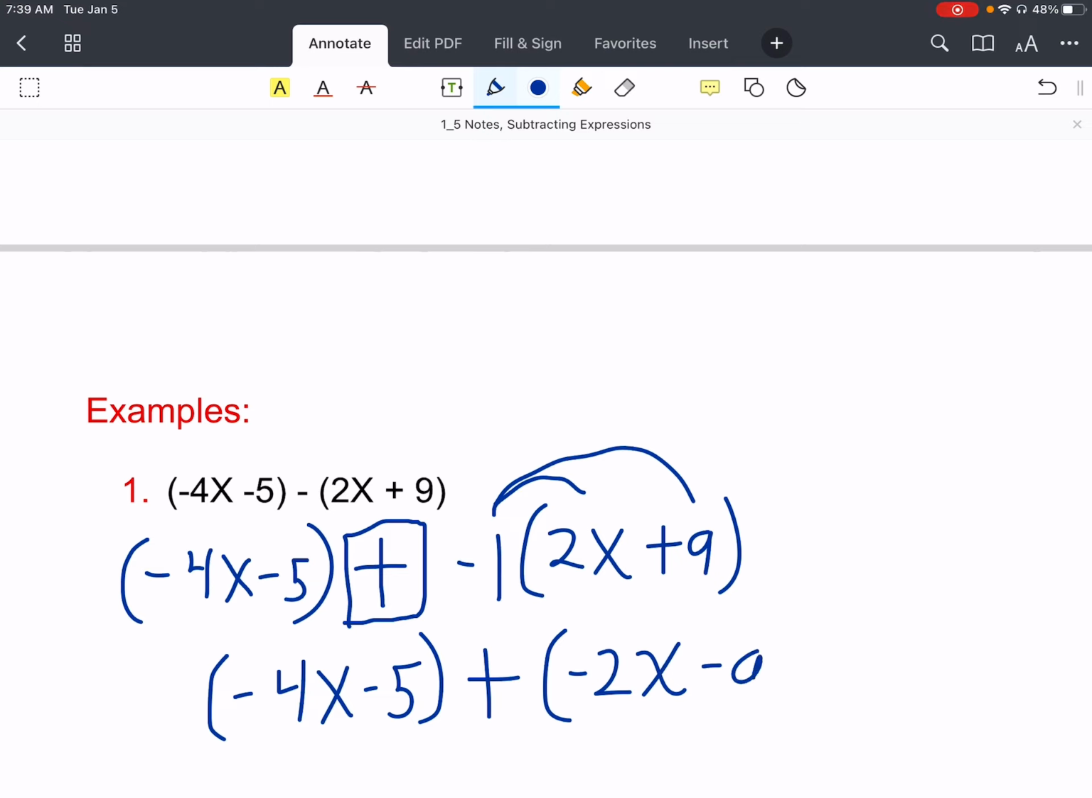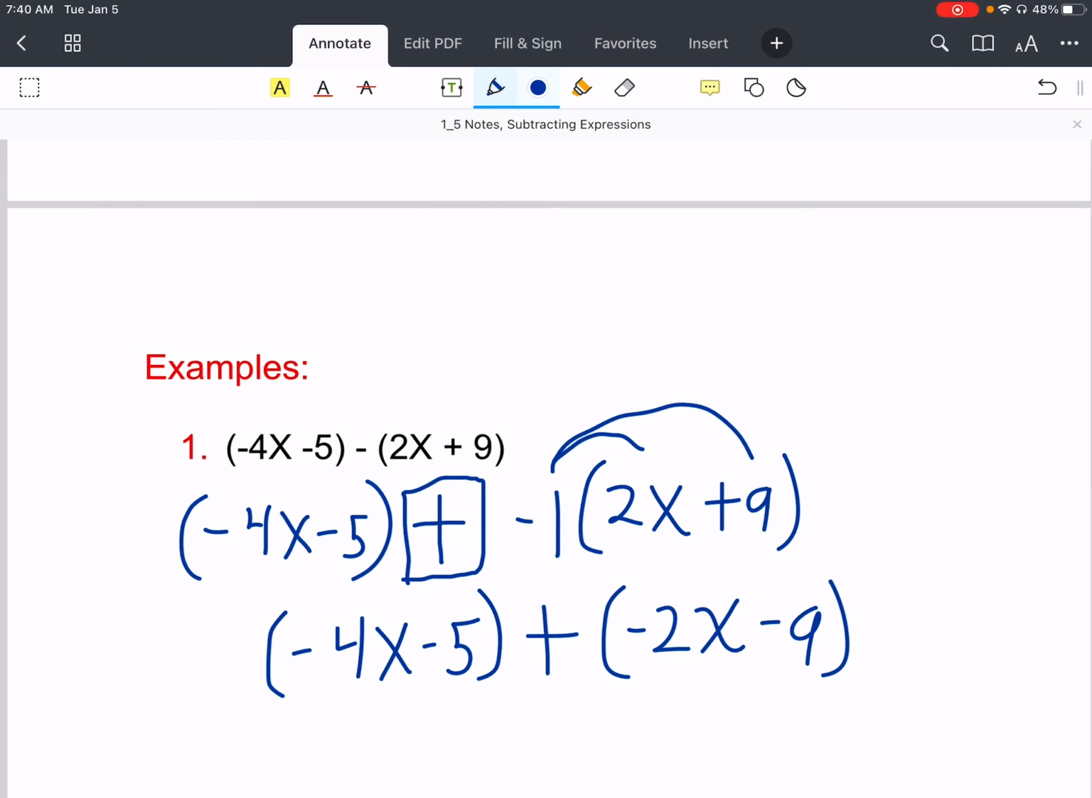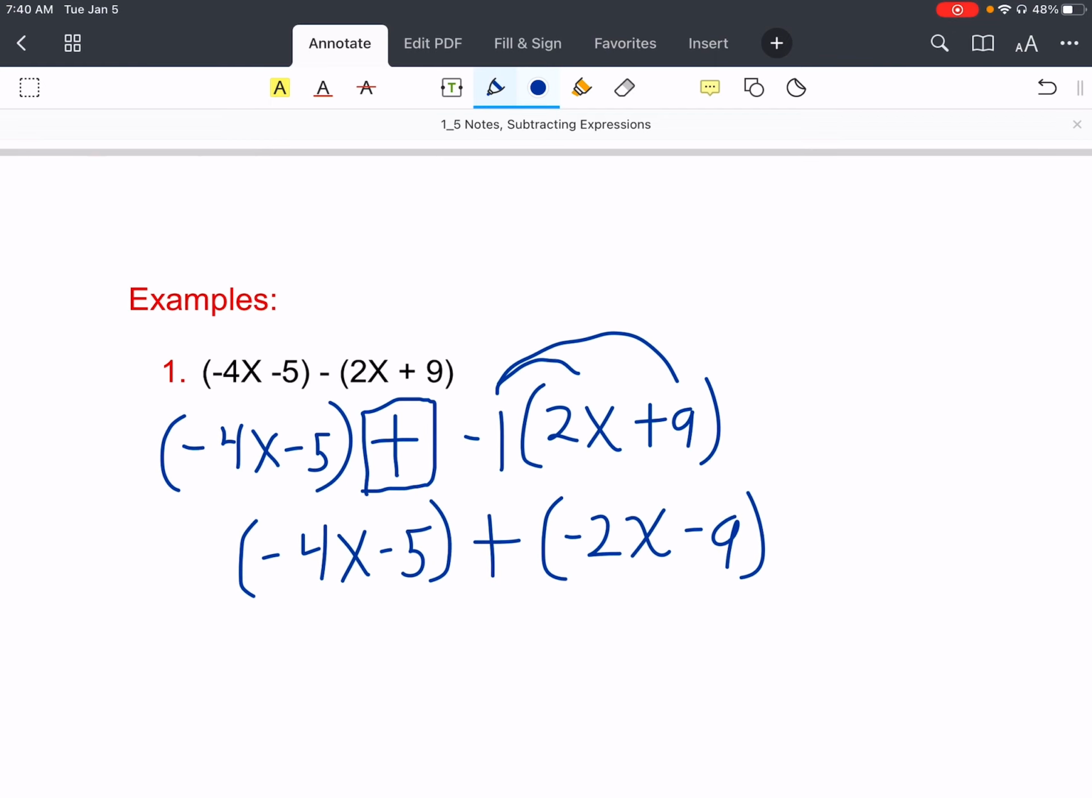-2x minus 9. There are quicker ways to do this that I'll be able to show, but for those of you who are confused on why we're turning things negative and why everything changes in the parentheses, this might be the most useful. So now we're just adding our terms, so we can combine our -4x and our -2x to get -6x. And negative 5 plus negative 9 gives us a negative 14.